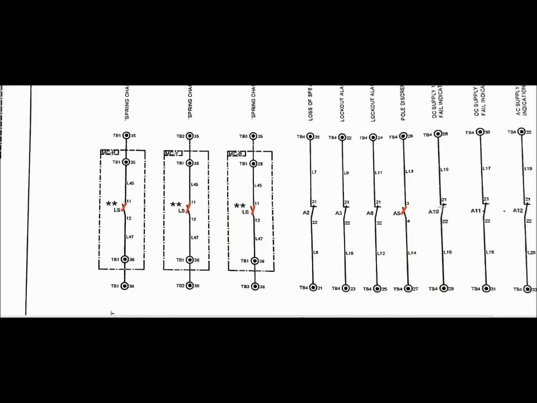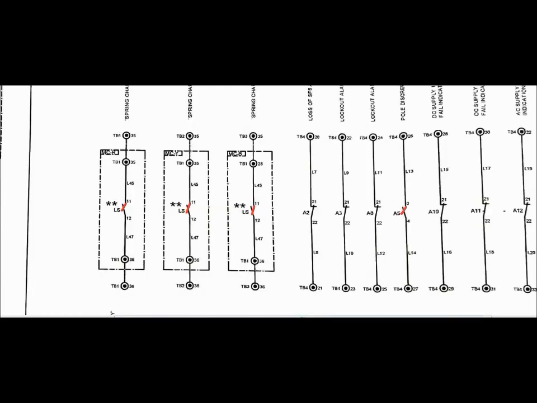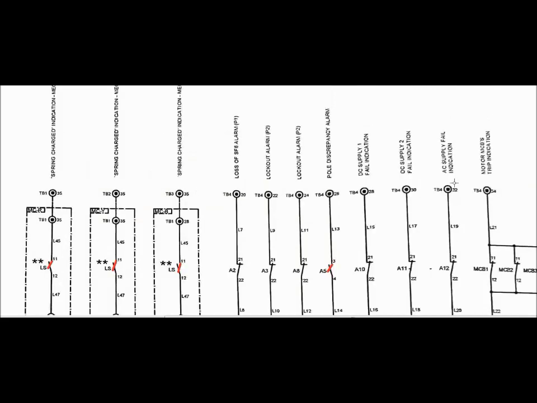And these A10 and A11 contacts are taken for DC supply 1 and DC supply 2 fail indication purpose. Then A12 is taken for AC supply fail indication purpose. Whenever AC supply is okay, these contacts will be in NO position. Whenever AC supply fails, this comes to NC position and alarm will go to the control and relay panel.